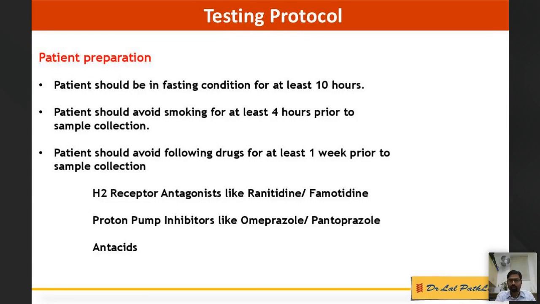Patient should avoid smoking for at least 4 hours prior to sample collection. Patient should avoid the following drugs, because we have seen some interpretive reports of stomach function test where every function is normal, but only the gastrin 17 levels are altered, which may be because of chronic use of proton pump inhibitors, H2 receptor antagonists, etc. So the patient should avoid these drugs: H2 receptor antagonists, proton pump inhibitors, and antacids.